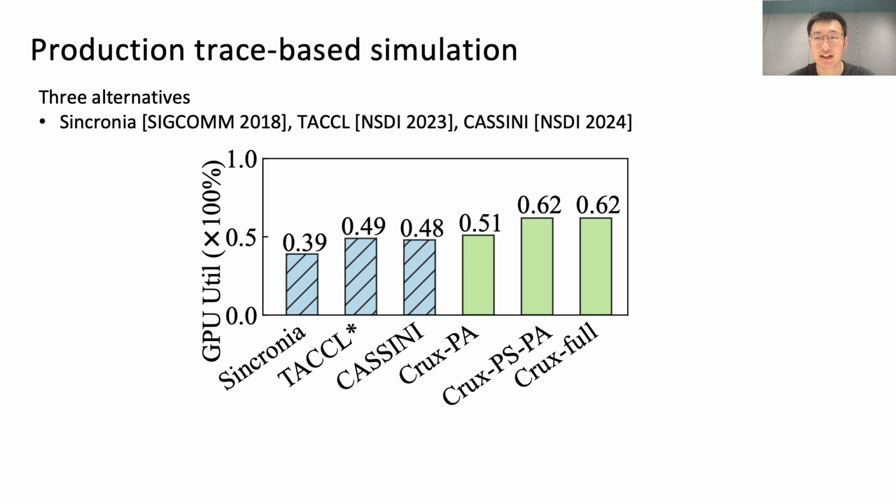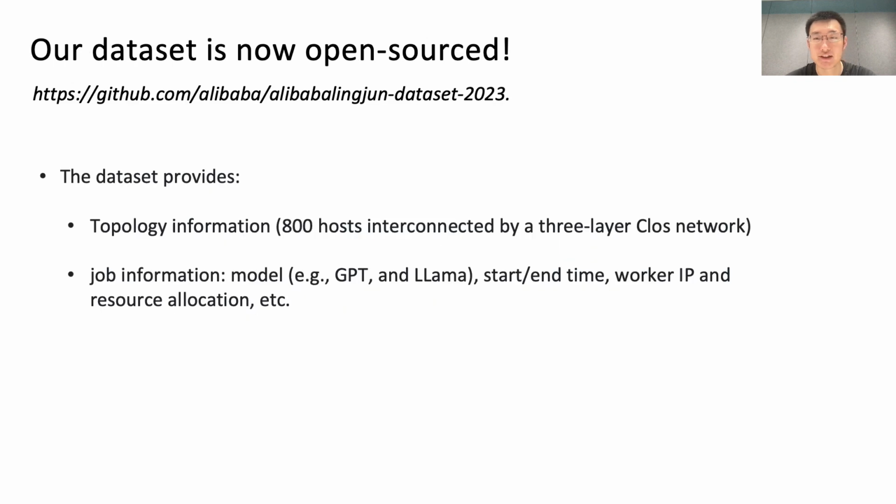Here are the results from our simulation evaluations. Crux outperforms state-of-the-art solutions and offers much better GPU utilization. The dataset used in our paper is now open sourced. We collected information from our multi-tenant GPU clusters for 2 weeks in August 2023. The cluster consists of 800 hosts connected by a 3-layer CLOS network. The data consists of topology information and job information. As far as we know, this is the first public multi-tenant GPU cluster dataset for large deep learning models. Feel free to click on our link and download our data.